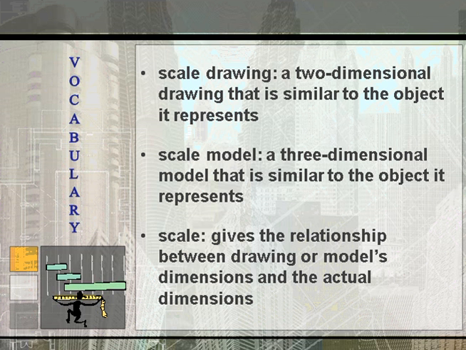And we're going to be talking about scale drawing. When we talk scale drawing, we're talking a two-dimensional drawing that is similar to the object it represents. When we talk about a scale model, we're talking a three-dimensional object or model that is similar to the object it represents. Scale gives the relationship between either the drawing or the model and its actual item, actual dimensions. So please make sure you're pausing if you need to at this moment to get these definitions down. I'm going to clear the page of all my markings and then go ahead and unpause when you're ready for the next slide.